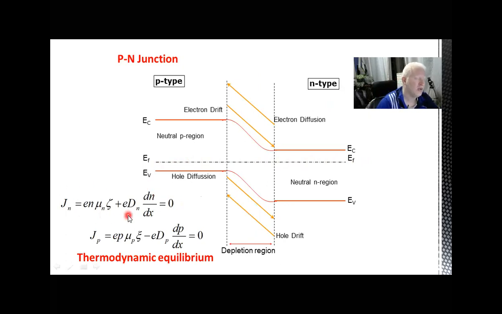Here, as you can see, the total electron current and the total hole current are equal to zero, which is the drift-diffusion current. So this is simply what we already did in the first part of this lecture. Now we are still dealing with thermodynamic equilibrium.